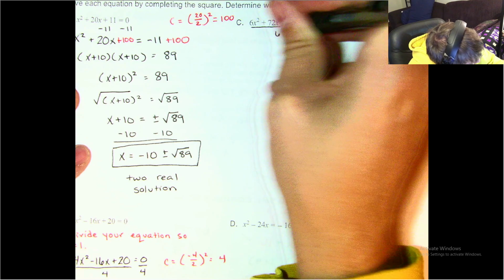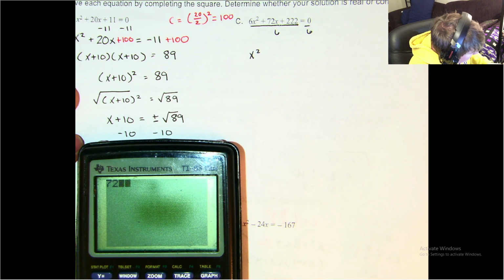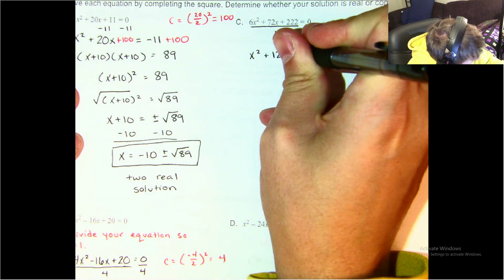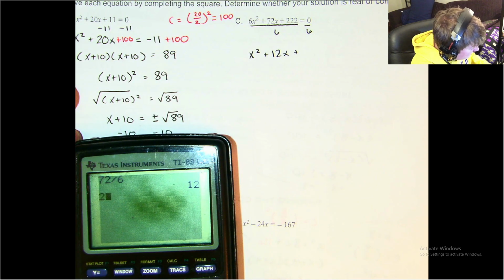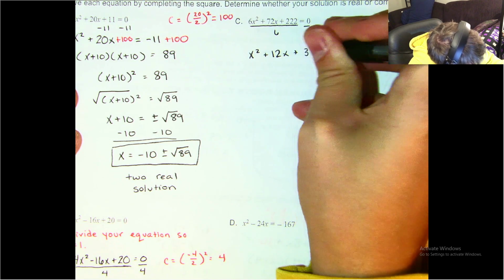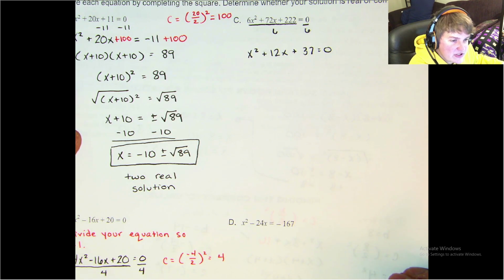Okay, I need to divide by 6 because I need my a value to equal 1. So I get x squared, and I do not know what 72 divided by 6 is off the top of my head. I do, it's 12. I realized that after I started doing it. Okay, I definitely don't know what 222 divided by 6 is. 37. Okay. So here I get x squared plus 12x is equal to 37.